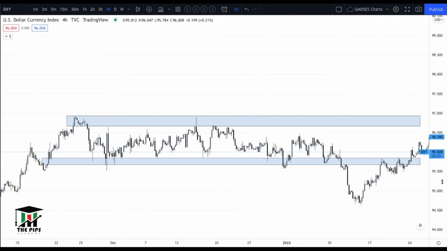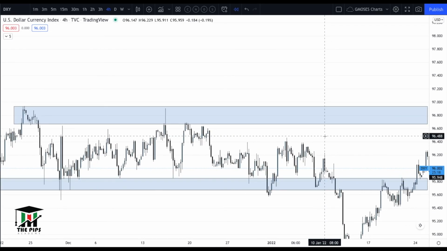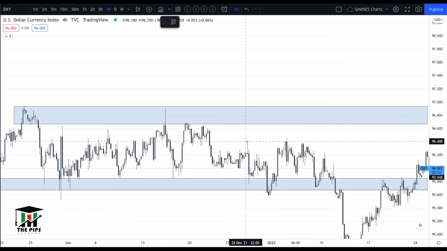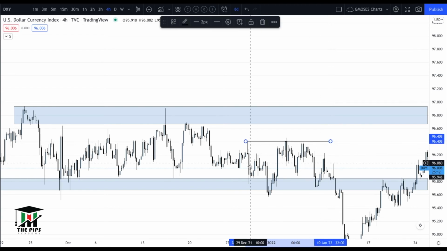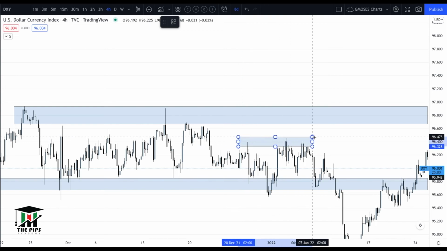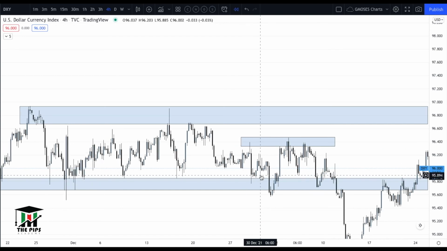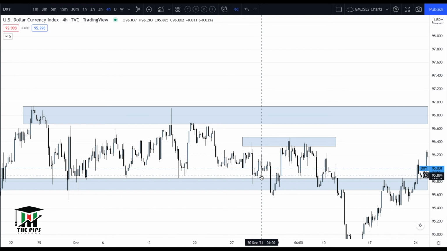You also have what are considered minor zones as well. For example, you can see that price has respected a level here. You can see price comes up, comes back down to support, and it's acting as resistance here. So you have major zones, and you also have minor zones here. These levels can be utilized to take trades and things of that nature.